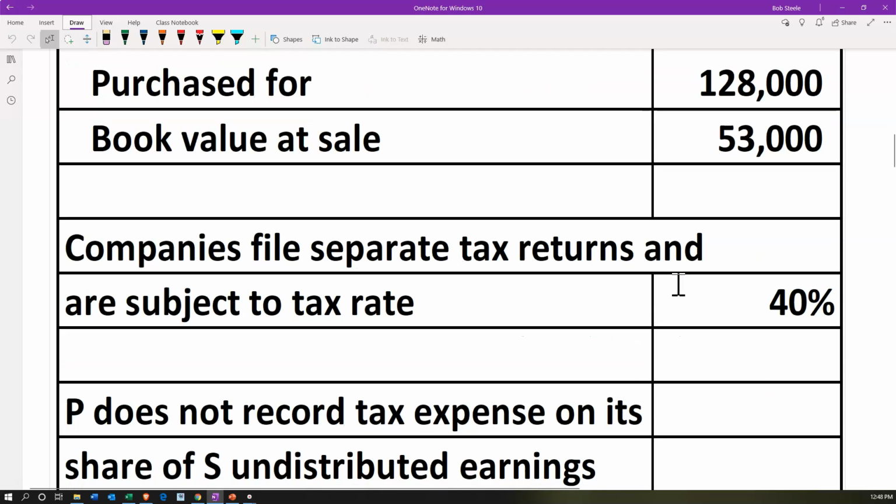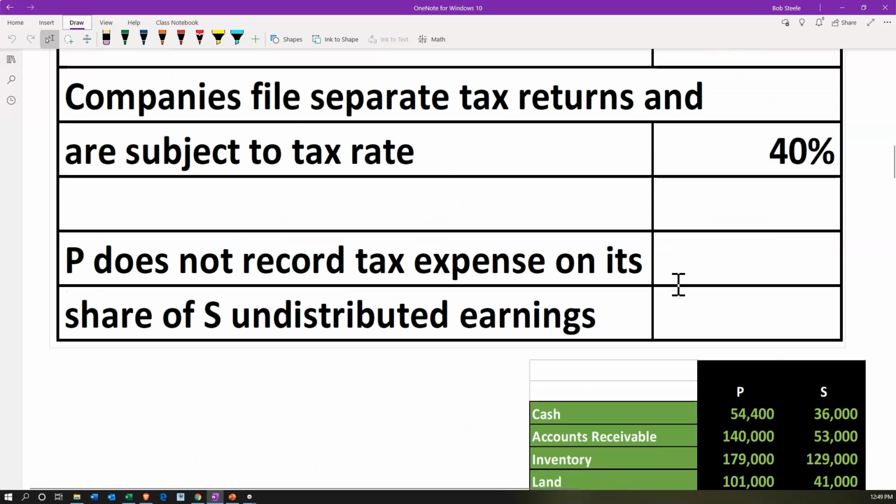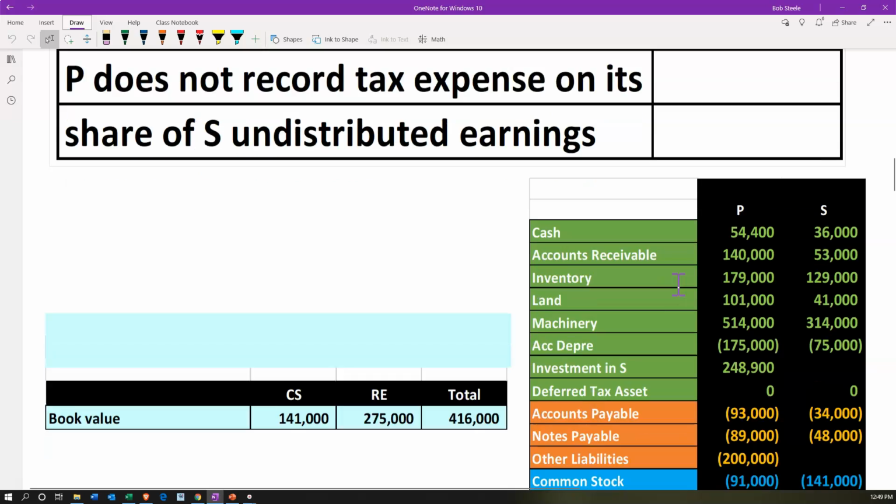Companies file separate tax returns and are subject to a tax rate of 40%. So we're going to be using 40% for our calculations. P, the parent company, does not record tax expense on its share of S's undistributed earnings.